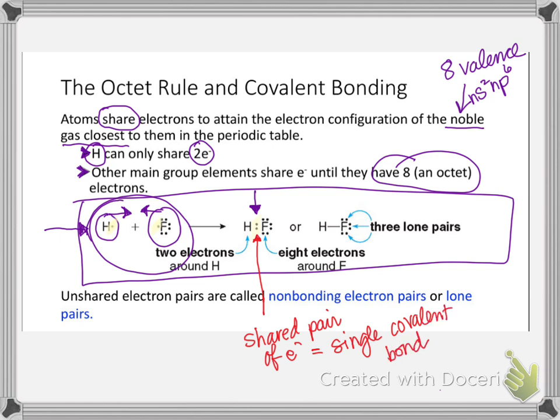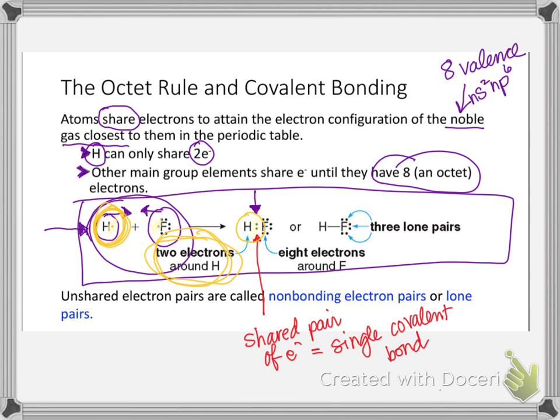Okay, it's only one pair being shared, so it's single, and covalent bond means shared. And why it's a bond is it's between 2 different atoms. Now, here's why they like to do it. So now if I look at hydrogen, do you see hydrogen now has 2 electrons around it? So it went from having 1 to having 2, which is very stable. That's like the noble gas closest to it.